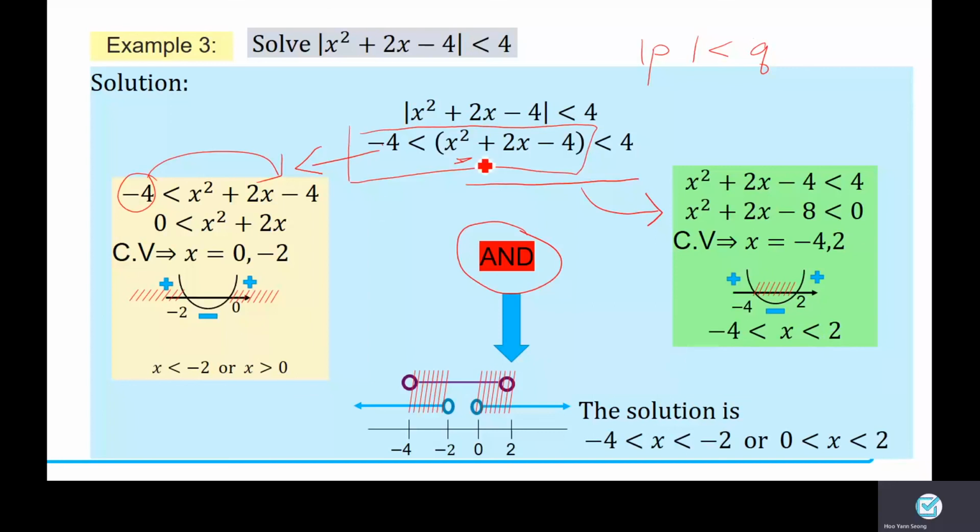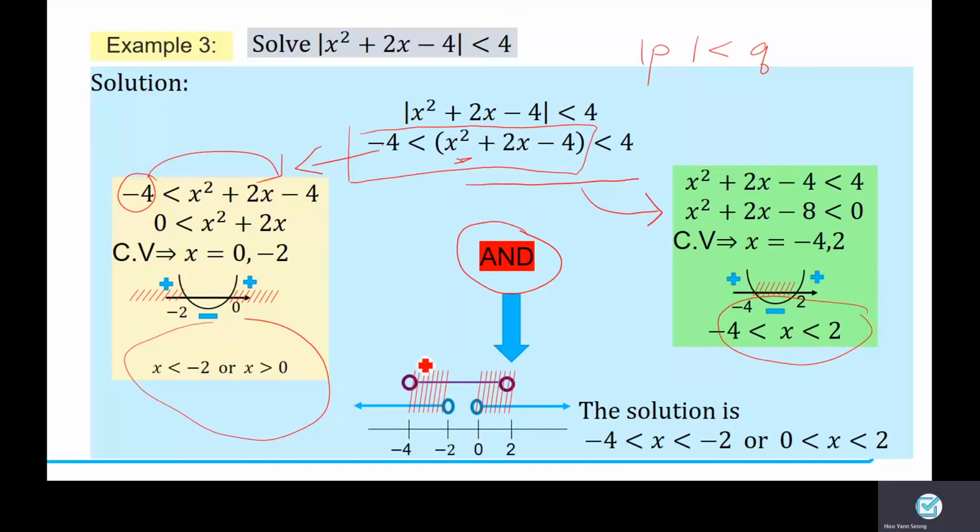Because this is an "and", we need to find the intersection between my first answer and my second answer. How do we find the intersection? We use the number line. We have negative 4, negative 2, 0 and 2. So we plot all the points we have, and we plug in our first set of answers, x less than negative 2, x greater than 0, and the second set of answers, between negative 4 and 2. This is the purple one.